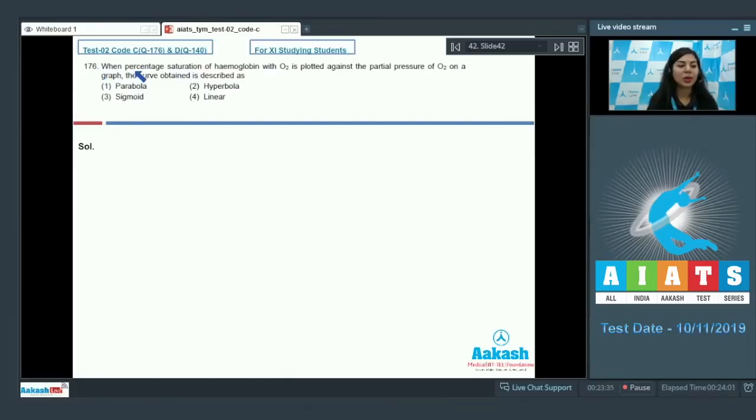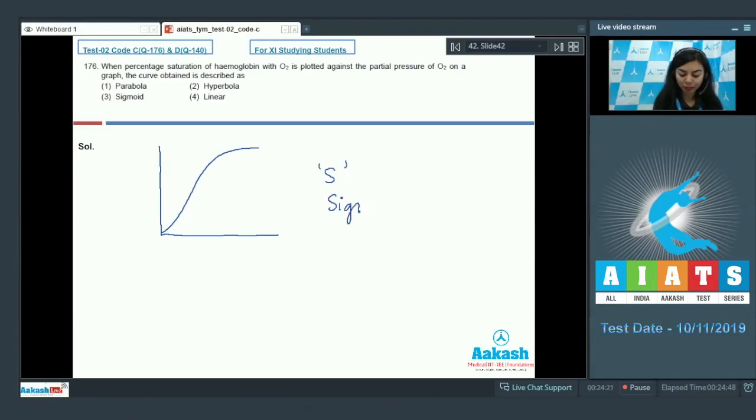Question 176, students. When percentage saturation of hemoglobin with O2 is plotted against the partial pressure of O2 on a graph, the curve obtained is described as parabola, hyperbola, sigmoid, or linear. When the graph is plotted given the conditions mentioned above, an S-shaped curve is obtained, and this S-shaped curve is also known as sigmoid curve.